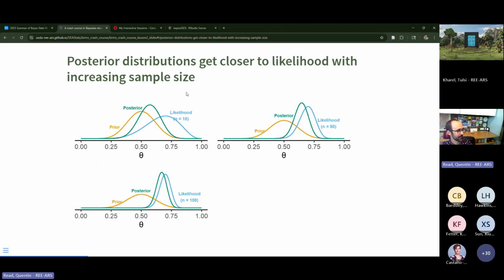So here's our first scenario with the small sample size. The orange line is the prior. You see it's right around 50%. The likelihood is our observations. It only depends on the data. You see that it has its peak at 70%. That was what we observed.